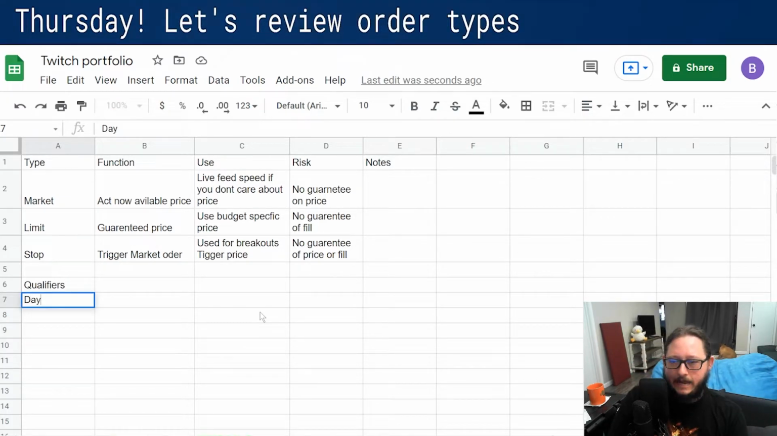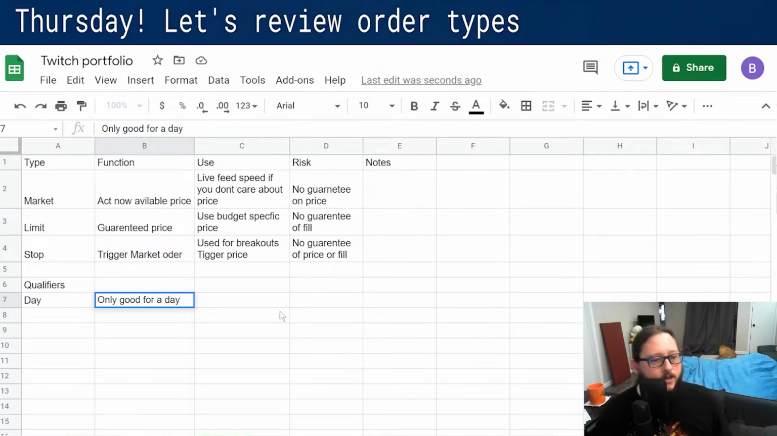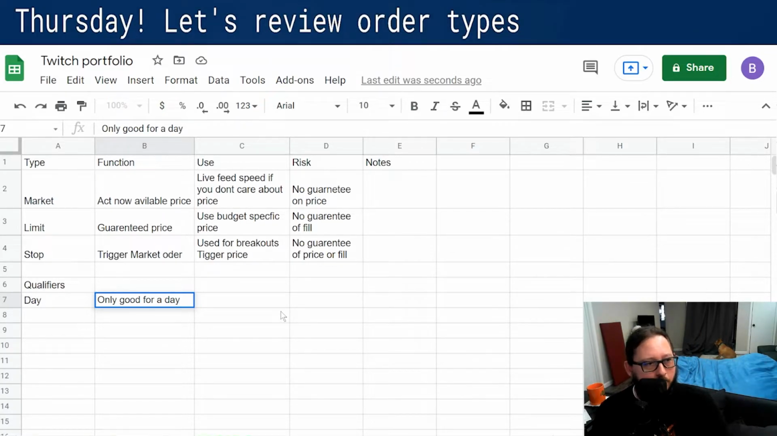The first one is day. The function of this is, well, only good for a day. Only good for the day you put it in, or the next day. A day order means you're telling your broker, if this condition is not met today, I want you to just cancel the order because I'm not interested anymore. It makes sense for people who are very frequent and active in the market. If you're a day trader, then obviously you don't want to wait to try to trade a setup tomorrow. So you better be using a day order.